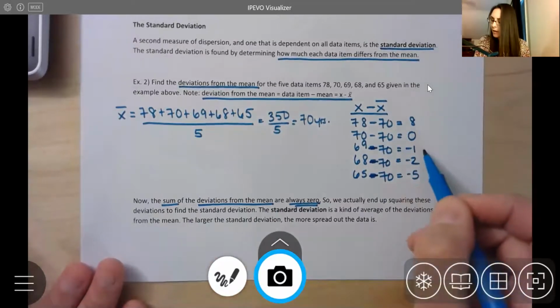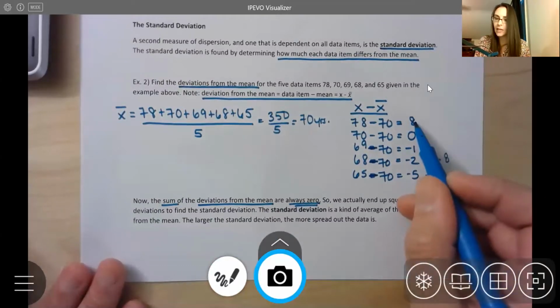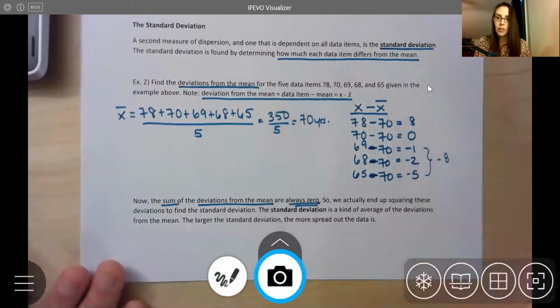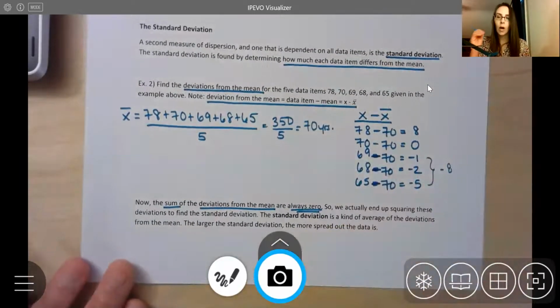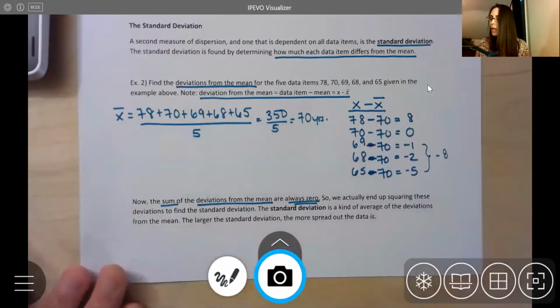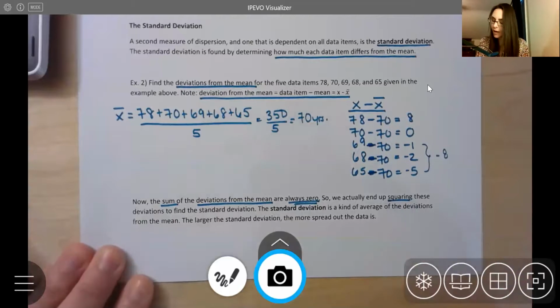You can actually see right here, right? These 3 values add up to -8. -8 plus 8 is 0, plus another 0 is still 0. So what happens is these deviations from the mean will always add to 0. So we can't really use them as they are to find an average to calculate the standard deviation. So what we will end up doing in the next step is we're going to square these values in order to help us find that standard deviation.